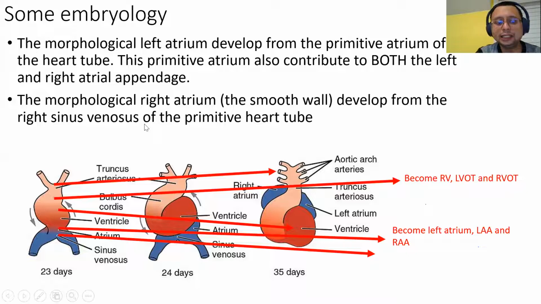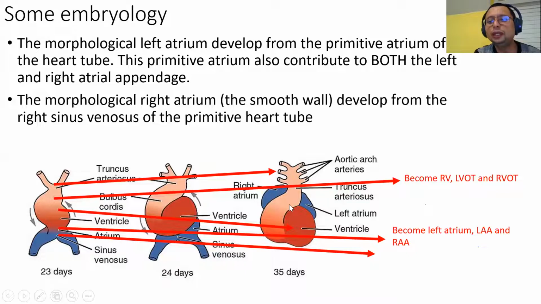Okay, so to understand again, this single structure will specialize into different cardiac chambers. So this becomes the pharyngeal arch arteries. The bulbous cordis will actually become the right ventricle, the left ventricle, and the right ventricular outflow tract. Therefore, it is not surprising if the heart development is arrested before it fully matures.